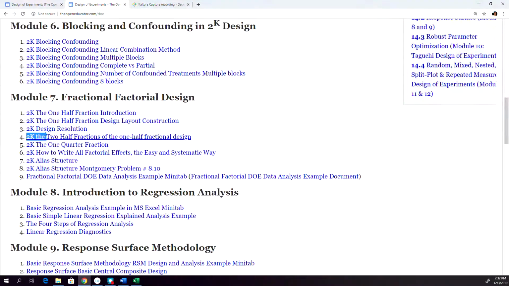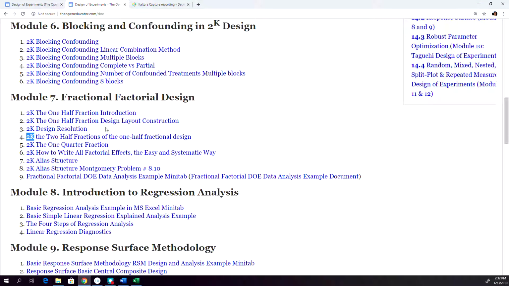For example, design resolution, alias structure. To understand them, watch these two videos. However, design resolution, what it means is basically like a computer monitor or screen resolution. The higher it is, the better the monitor or display. So the higher the design resolution, the better it is.